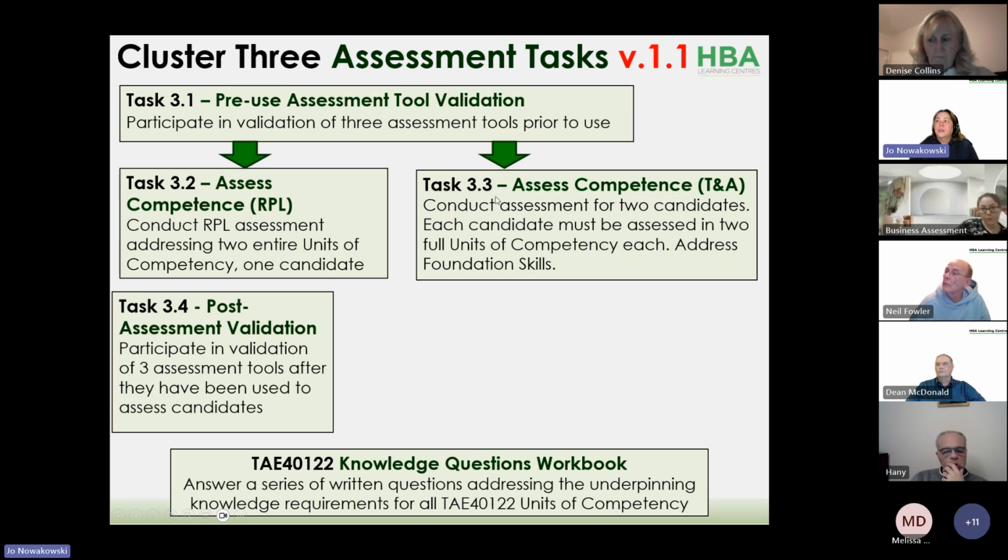We also have task 3.3, assess competence. Conduct assessment for 2 candidates. Each candidate must be assessed in 2 full units of competencies each. Address foundation skills. Do we understand that? Yep, that's person A, person B, right? Task 3.4, post-assessment validation. Participate in validation of 3 assessment tools after they have been used to assess candidates. Do we understand where we're getting these from? Yep. We can choose the 2 units that we use to assess competence, and also we can use one of the RPLs.